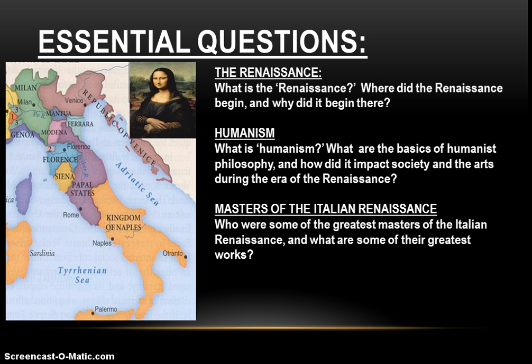Why not somewhere else? Additionally, we're going to examine the main philosophical bent of the Italian Renaissance. That's something called humanism. And this philosophical ideology is going to drive a lot of what changes in Italy and really the rest of Europe in the years to come. What are the basics of humanist philosophy, and how does humanism impact society and the arts during this era of the Renaissance?